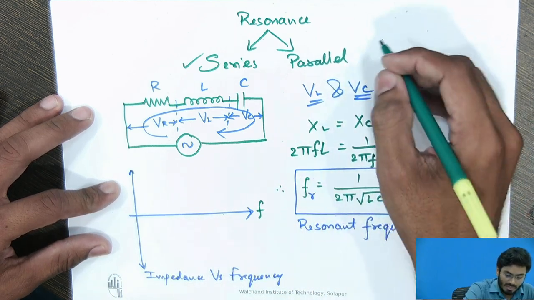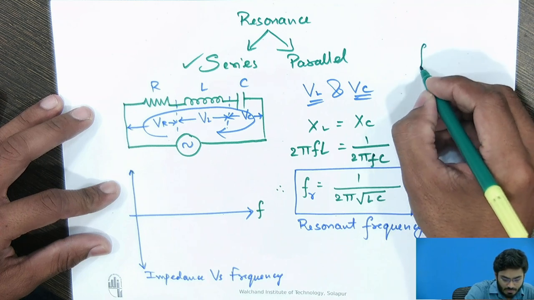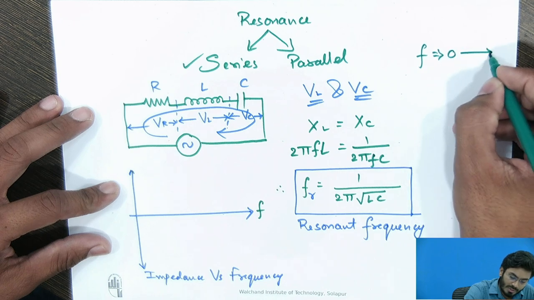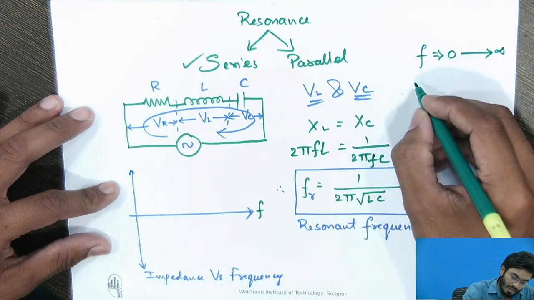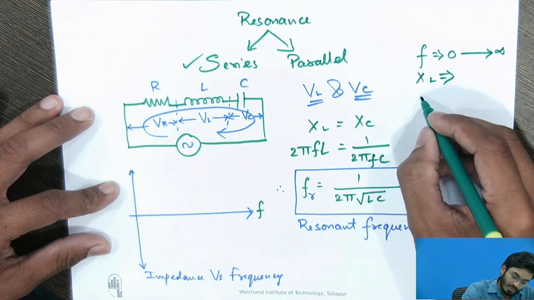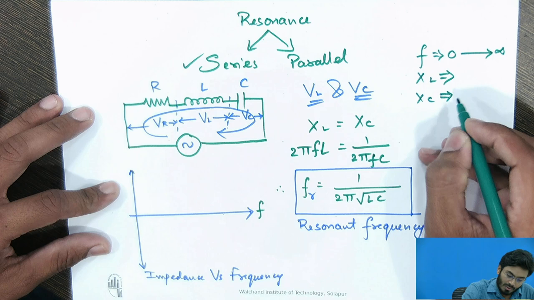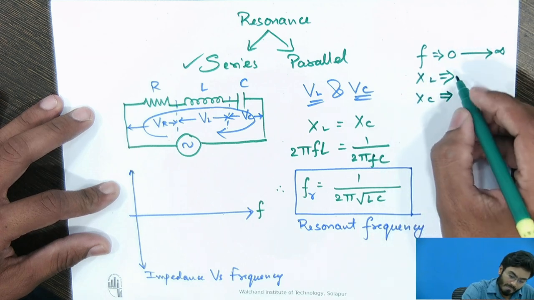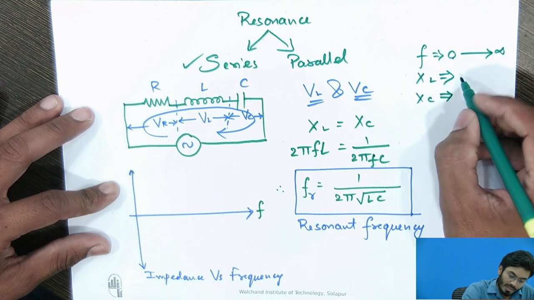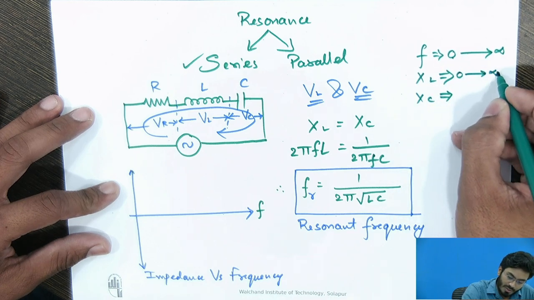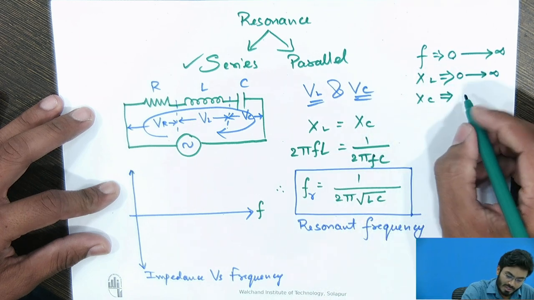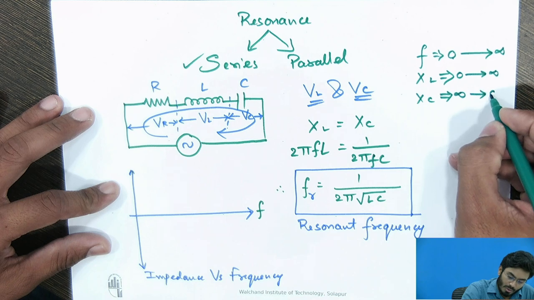As we have seen previously, we need to first of all identify the change in frequency, like it is going to tend from 0 towards infinity, and we need to identify its equivalent effect on the inductive reactance and similarly on capacitive reactance. So as F tends from zero towards infinity, XL is also going to tend from zero towards infinity. And since XC is inversely proportional to the frequency, XC is going to tend from infinity towards zero.